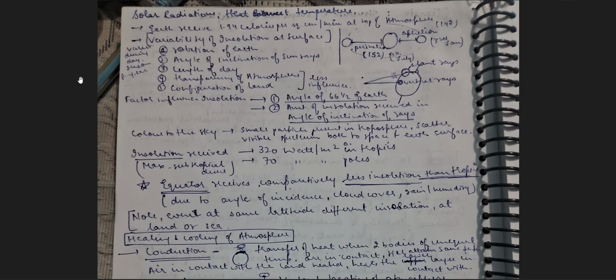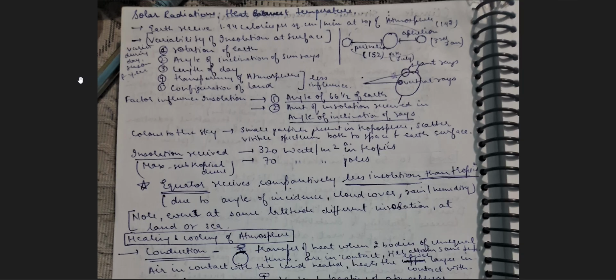Just the way NCERT is providing the stories with examples, this is straightforward, on-the-point notes. So these are best for a revision. Okay, yes. So let's get started with it. The first point that they've mentioned is that Earth receives 1.94 calories per square centimeter per minute at the top of the atmosphere. So this is a factual part, that how much heat the Earth receives.